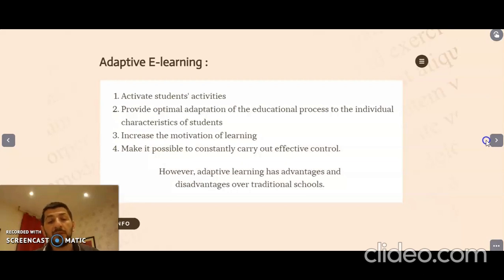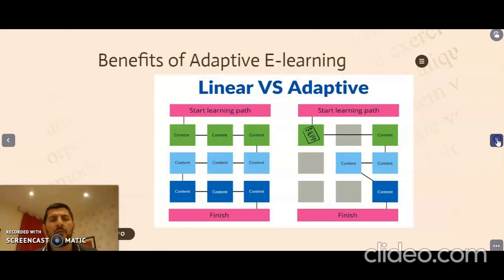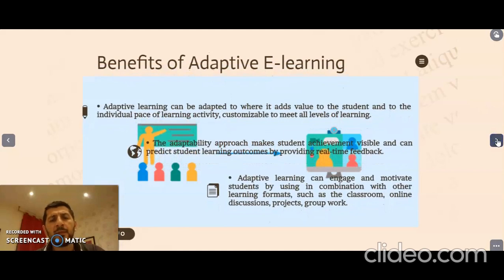However, adaptive learning has advantages and disadvantages compared to the traditional school system. In the picture we see linear and adaptive learning, and we want to talk about the benefits of adaptive learning. Adaptive learning adds value for the students and for the individual pieces of learning activities, and is customizable to meet all levels of learning.